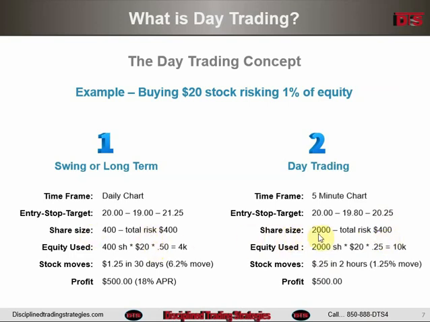Note that the share size is 5 times bigger, but we're only going to need 2.5 times more money, because as a day trader you get 4 times your buying power for a normal day trading account rather than 2 times your buying power for a longer term account. The stock moves 25 cents in 2 hours, a very realistic move, a 1.25% move. You profit $500, but you did this in a couple of hours rather than 30 days.